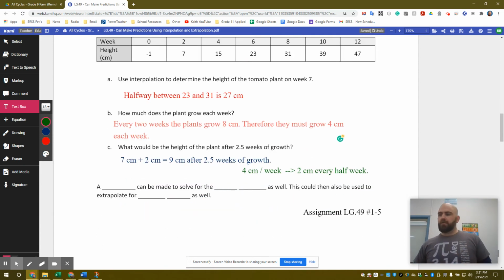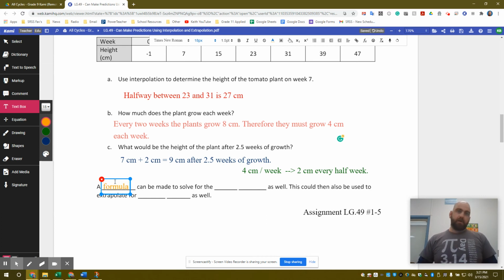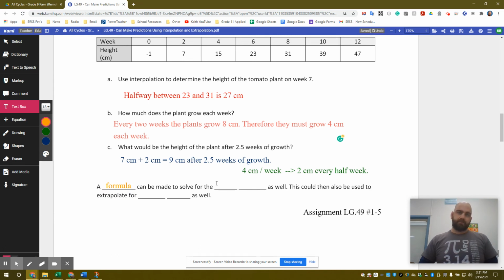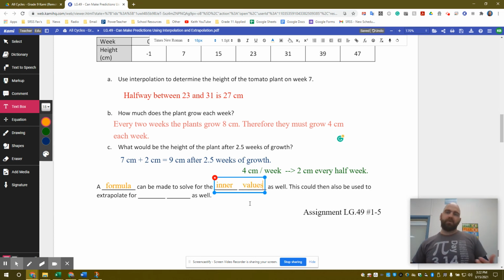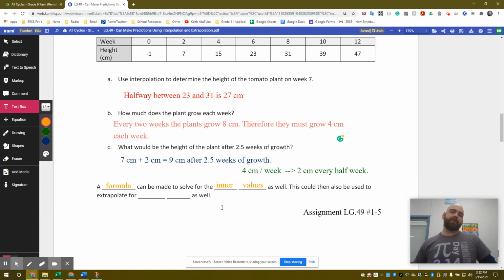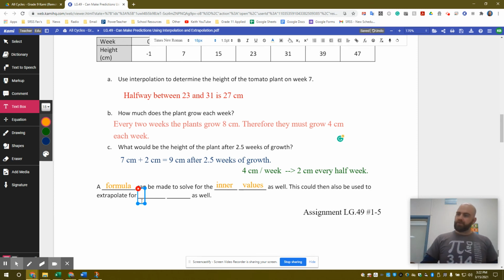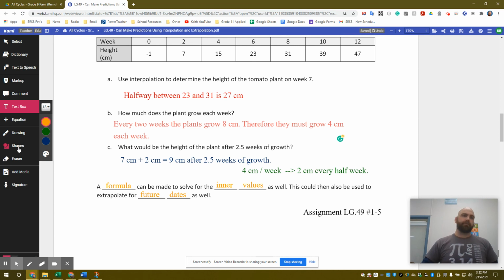Now, we can also create a formula as well. Depending on what our variables are going to be, a formula can be made to solve for the inner values. Exactly the way that we did with extrapolation, we can do the same thing with interpolation. We can create a formula to solve for it, and then we can use that to interpolate. Like I mentioned here, we can also use that to extrapolate for future dates as well.